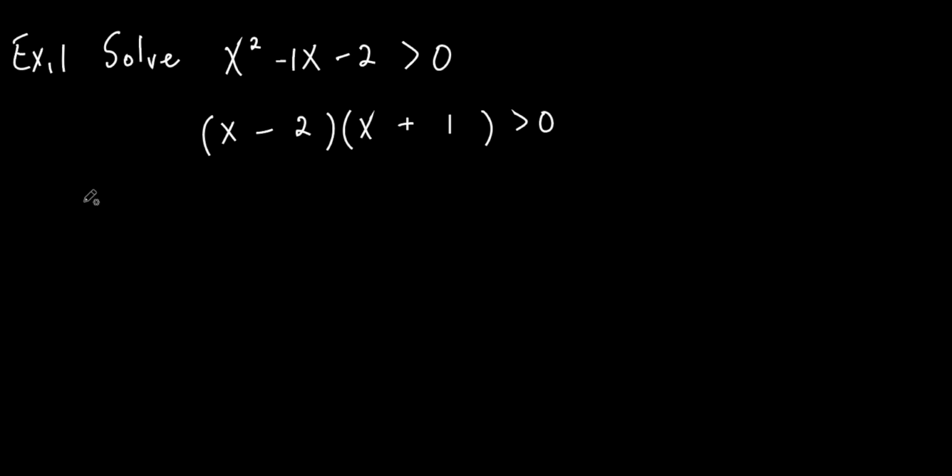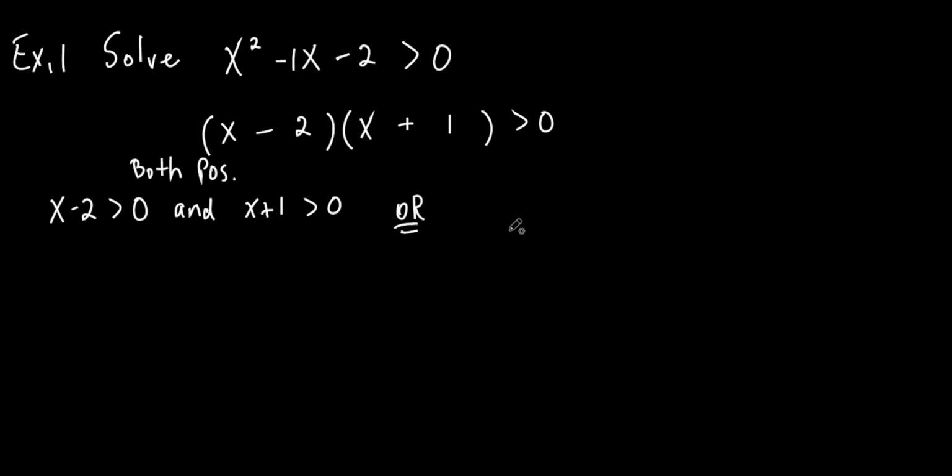I'm going to write them both positive first. So that means x minus 2 has to be greater than 0, and the other one, x plus 1, has to be greater than 0. Right? Both positive. Okay, or they can be both negative. That's right.